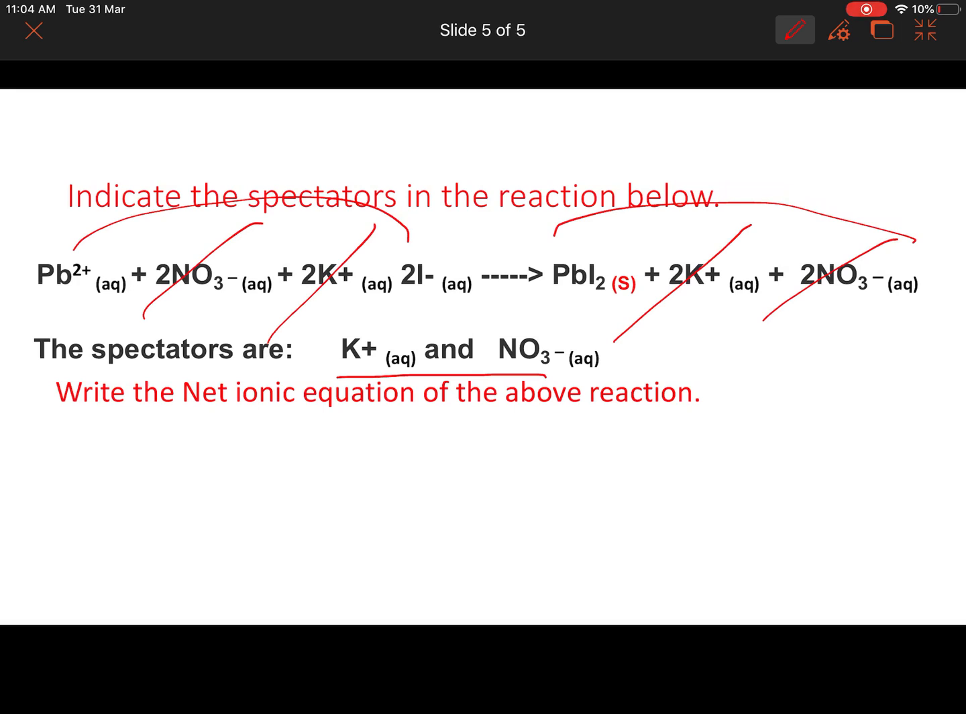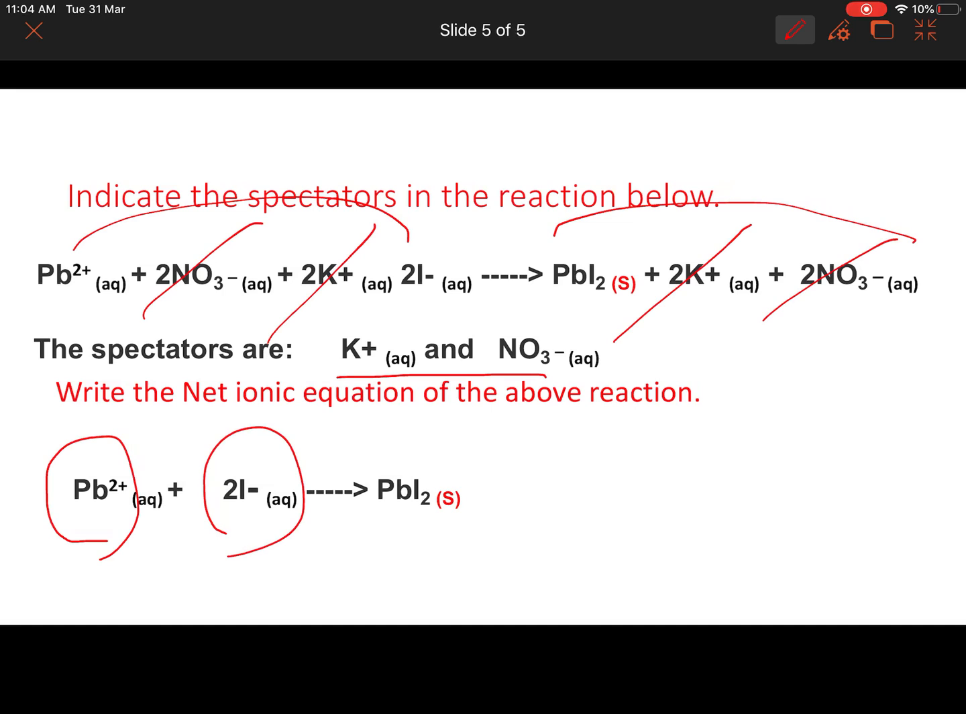The remaining ions, which take part in the chemical reaction, form the net ionic equation, which is lead iodide. So this is the net ionic equation formed from this ion and this ion to give a precipitate that has a yellow color, as you saw in the video before.